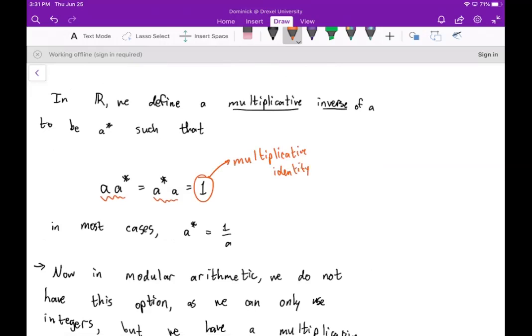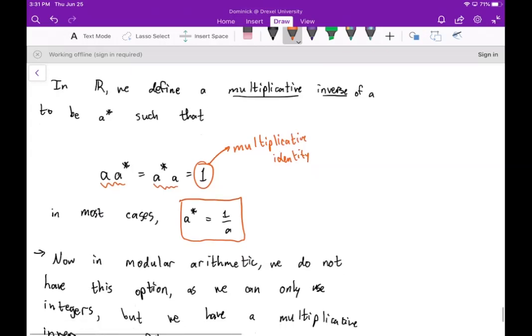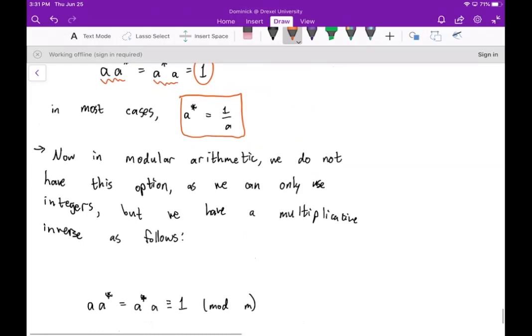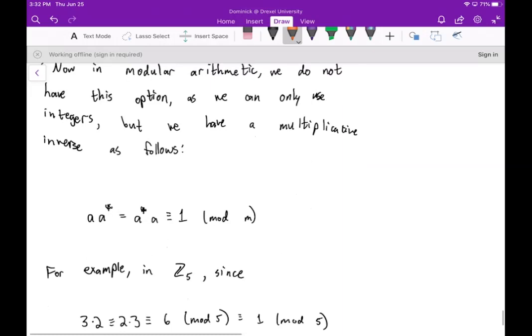Right, and of course, in most cases, we would say that this multiplicative inverse of any real number is its reciprocal, right, 1 over a, with the exception of 0. Now, in modular arithmetic, we don't have this option, right, because we can only use integers. But we do have a multiplicative inverse as well, right, because now we're just looking for something that is congruent to 1 mod n, right?